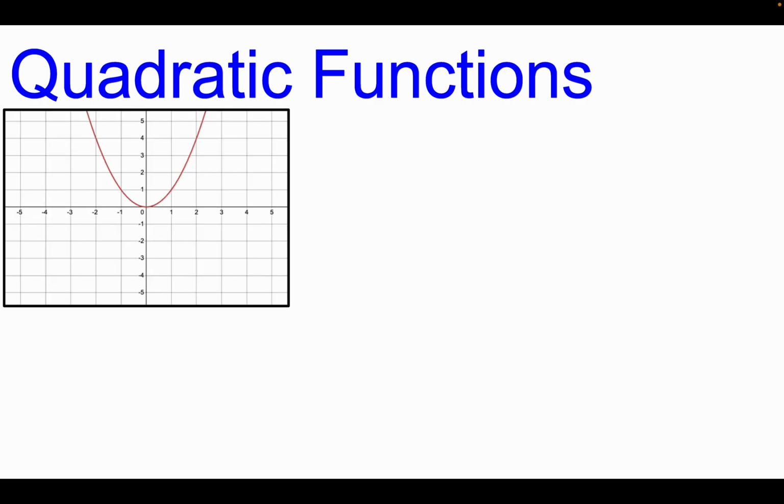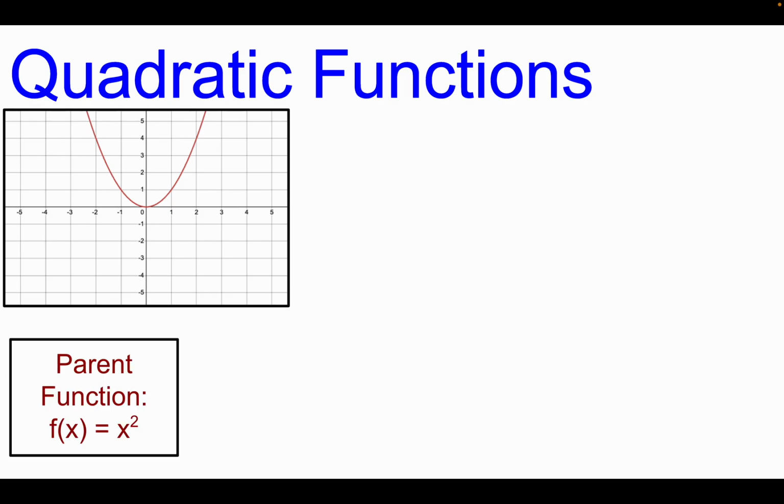So, quadratic functions, when you graph them, they always have this parabolic shape, kind of like a U. Your parent function for a quadratic function is f of x equals x squared. So it's always going to have some variable squared when you write the equation.